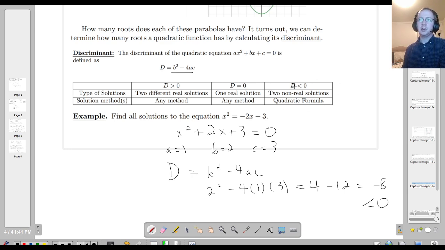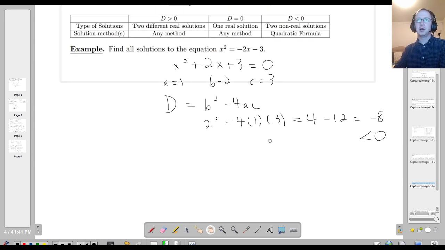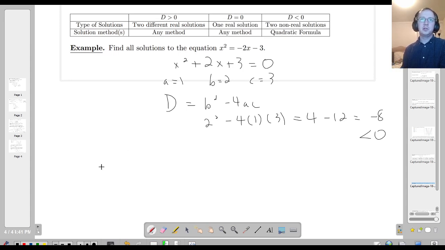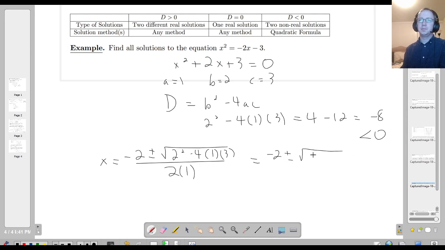If we look at our table here, that tells me I'm going to have two non-real solutions, and I better use the quadratic formula to solve this equation. So even if I had been so inclined to maybe try factoring or the square root method, I really need to use the quadratic formula here. That's the only way it's going to work out. So let's go ahead and use the quadratic formula then. x equals negative b plus or minus the square root of b squared minus 4ac, and divide the whole thing by 2a. And let's clean that up a little bit.